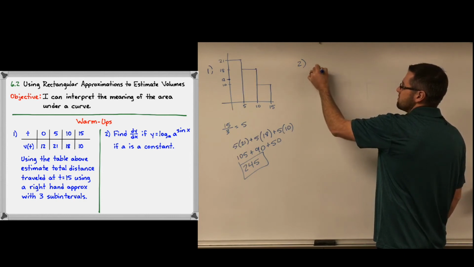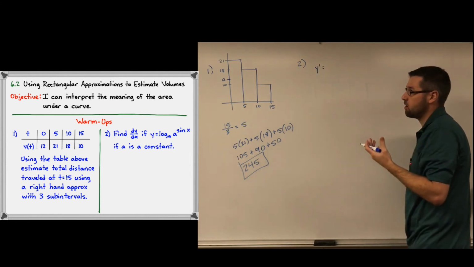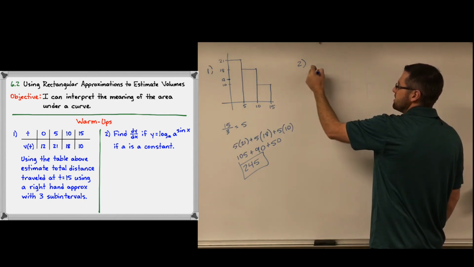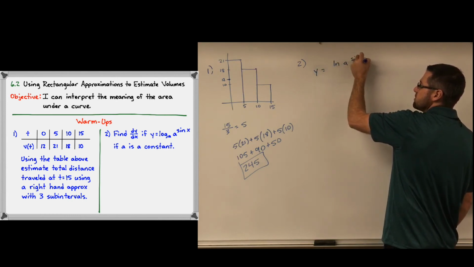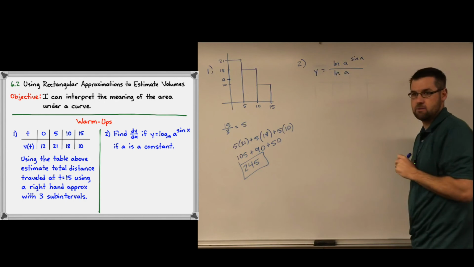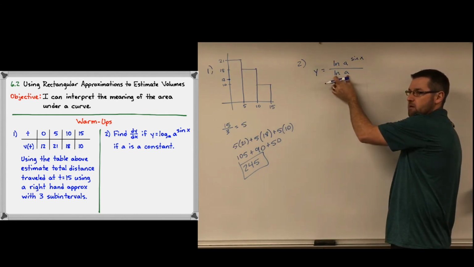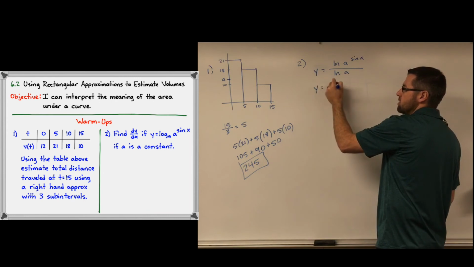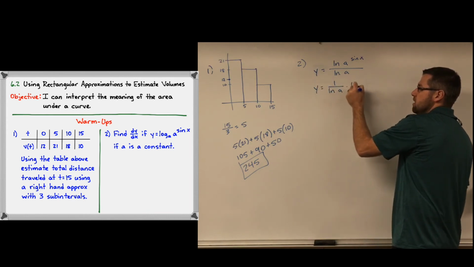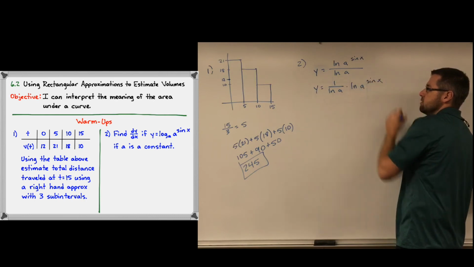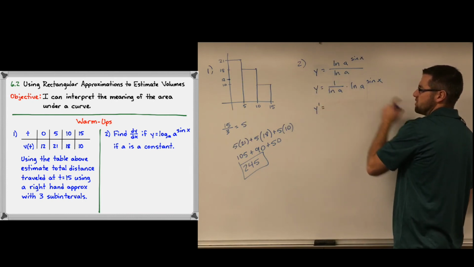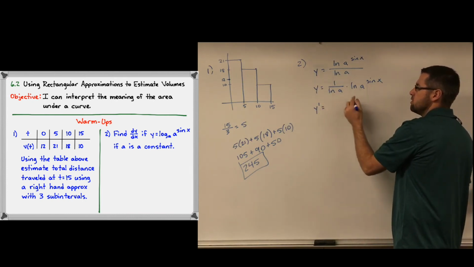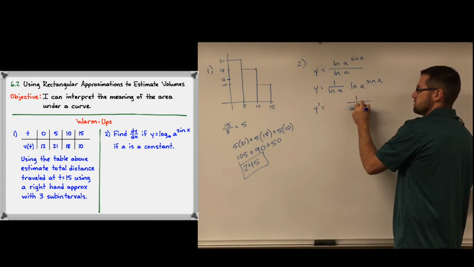If I'm finding dy dx, I'm just taking the derivative. What is the derivative of log? What did I tell you to deal with log? I told you to put ln of a to the sine x over ln of a, right? You rewrite it. Now, the natural log of a is what? It's a constant, so I'm going to rewrite it as 1 over the natural log of a times the natural log of a to the sine x. You guys follow me? Now, this is a constant, so ignore it. What is the derivative of natural log of anything? So it's 1 over a to the sine x.